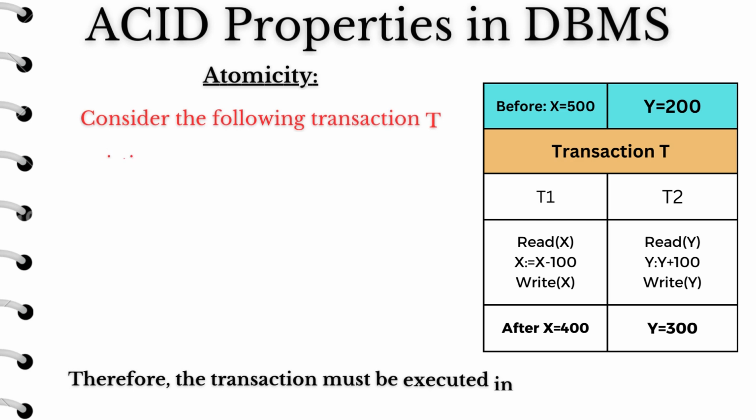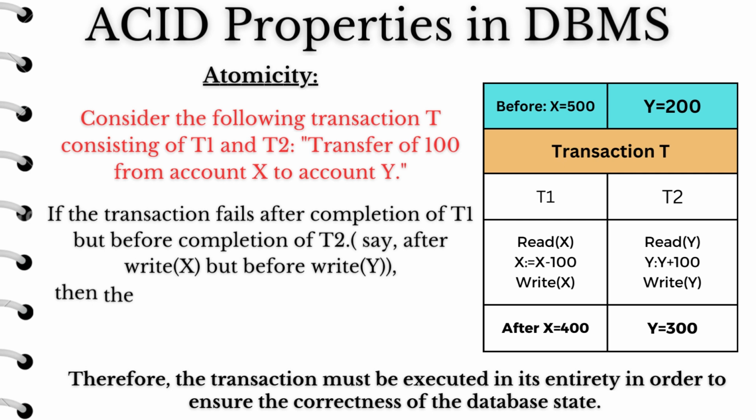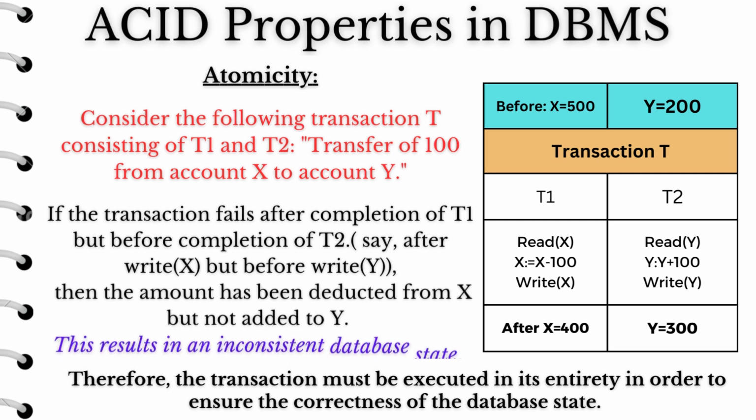To understand atomicity better, let's see an example. Consider the following transaction T, consisting of T1 and T2, transfer of 100 from account X to account Y. If the transaction fails after completion of T1, but before completion of T, say, after write X, but before write Y, then the amount has been deducted from X, but not added to Y. Transaction failed after T1, and the amount is not transferred to Y. This results in an inconsistent database state. Therefore, the transaction must be executed in its entirety in order to ensure the correctness of the database state.